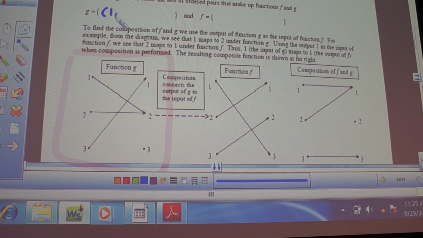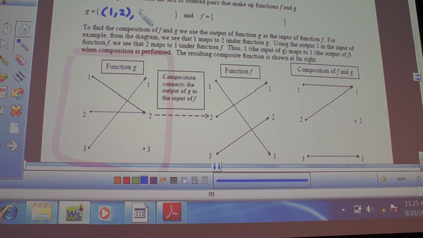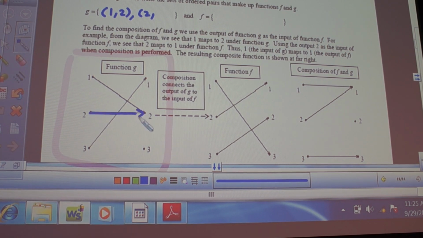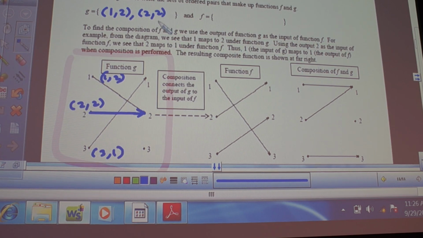First one we said was 1 comma 2. What's the next one? 2 comma what? 2 goes where? 2 goes to 2. So this is 2 comma 2. Everybody following? 1 goes to 2, and then 3 goes where? 3 goes to 1. So 3 has an output of 1. Good? You guys will like these. These are super cool. They make a lot of sense. So embrace these. These are fun, actually.